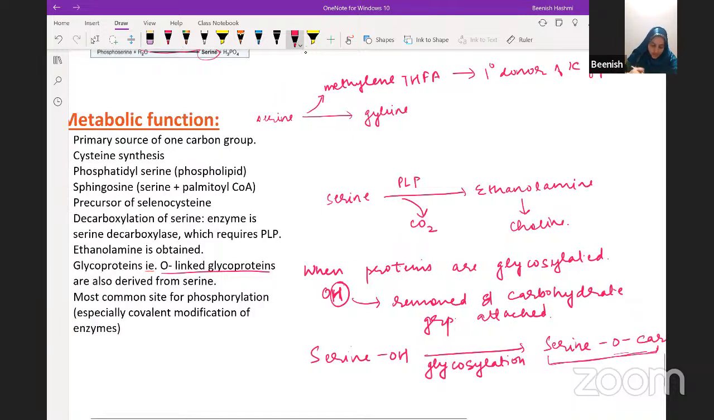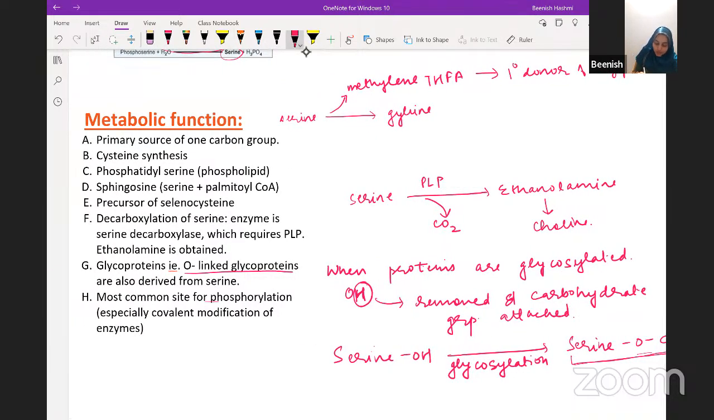This is also the most common site for phosphorylation, especially covalent modifications of enzymes. We all know that the key enzymes of pathways are regulated by phosphorylation and dephosphorylation. The active sites of these key enzymes mostly have serine or other hydroxyl containing amino acids, so these hydroxyl groups form the site for phosphorylation and dephosphorylation.